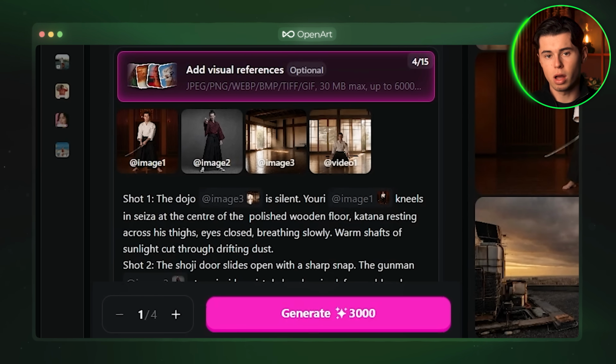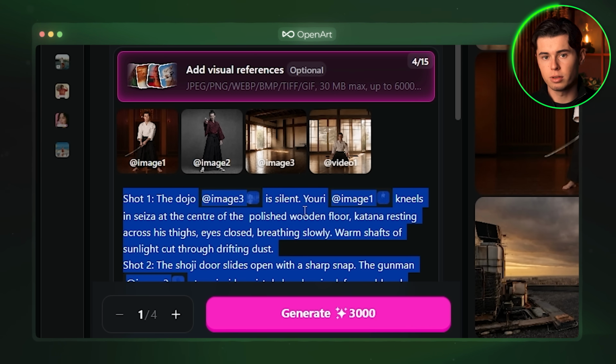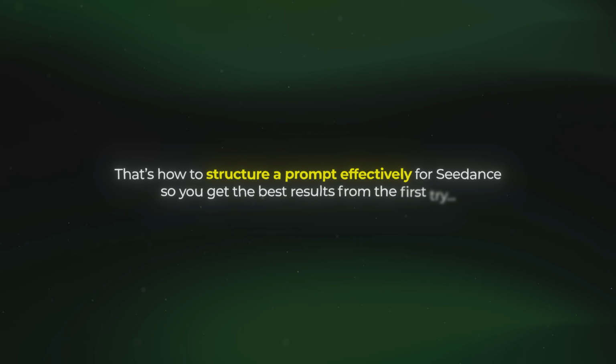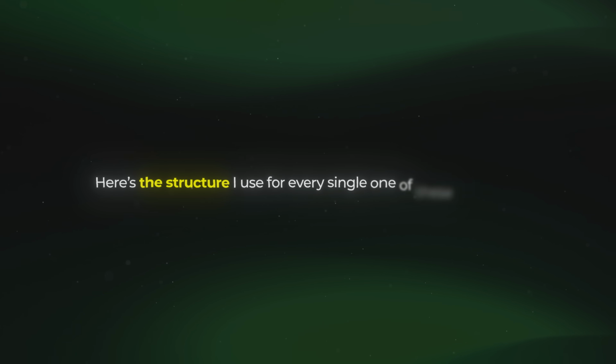Besides the video reference, I'm keeping both the character and the location image. So now I can move on to the prompt section. But wait, I actually forgot to show you something really important, and that's how to structure a prompt effectively for Seedance so you get the best results from the first try. If you just throw everything into one huge paragraph, the model gets confused about what should happen, and the output is going to be quite bad. So here's the structure I use for every single one of these prompts.